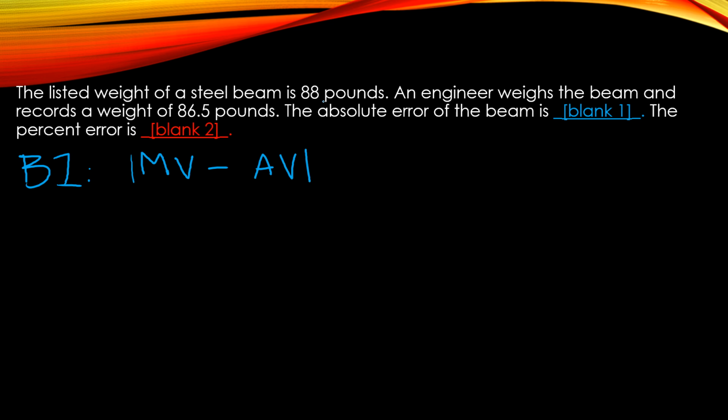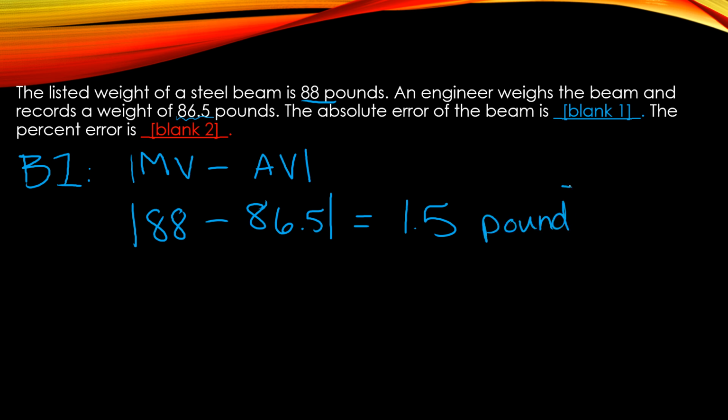Now the listed weight says it's supposed to weigh 88 pounds. However, when this engineer weighs it, it's actually only 86.5. So I'm going to subtract 86.5. And this tells me that there's a 1.5 pound absolute error. So there's a 1.5 pound difference between the listed weight versus the actual weight.